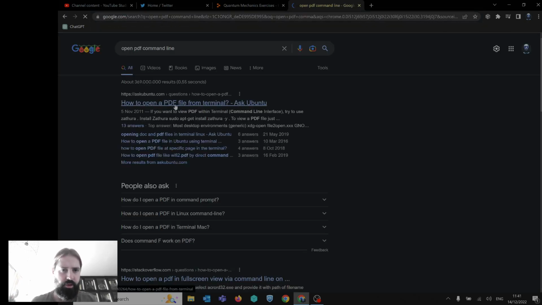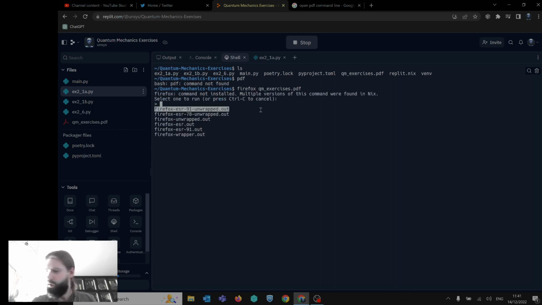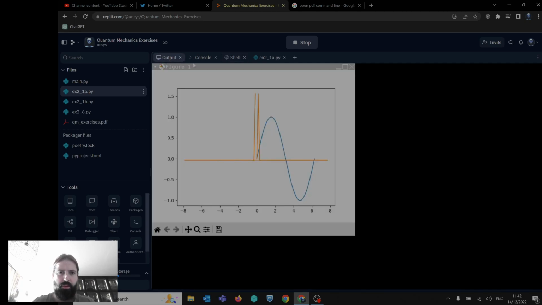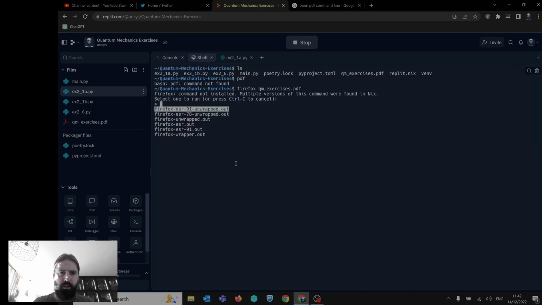Maybe with the command line, it's just maybe with Firefox or something like that. Can I do Firefox QM exercises PDF? I know this thing comes with at least Firefox. Go in the output or close these? To choose, okay. Whatever, I have no idea.